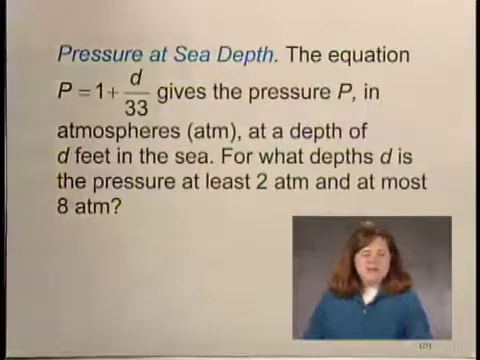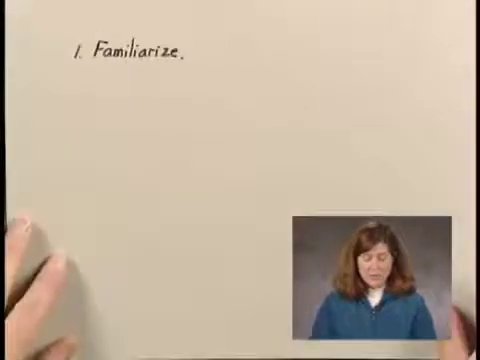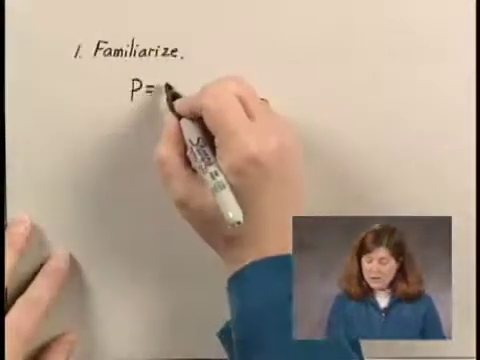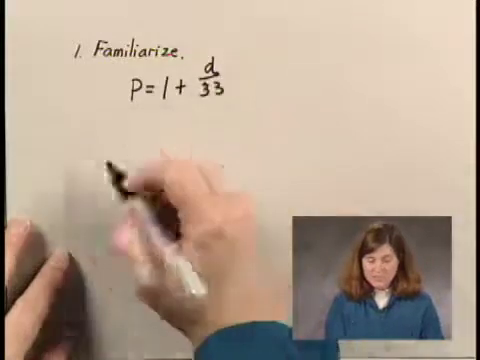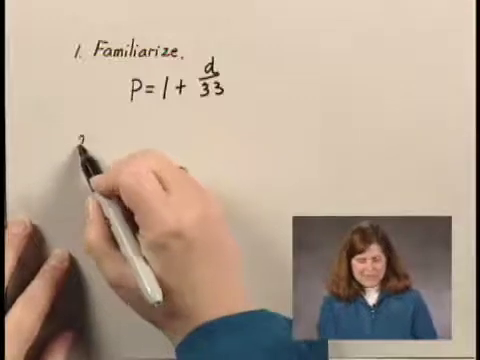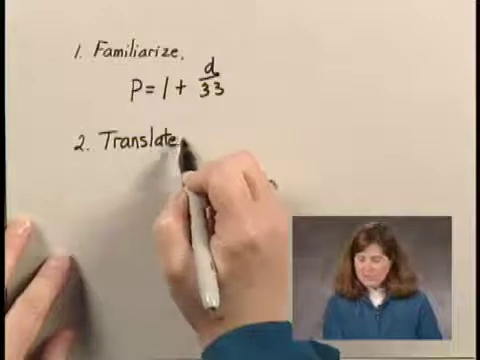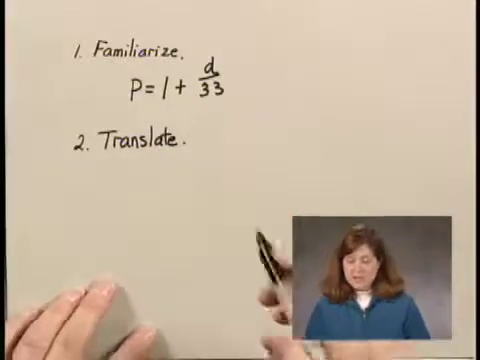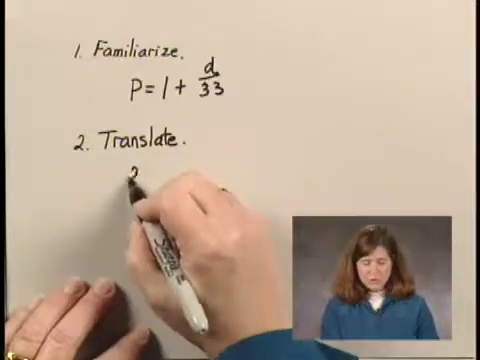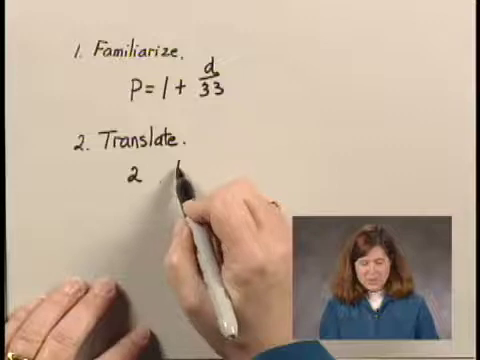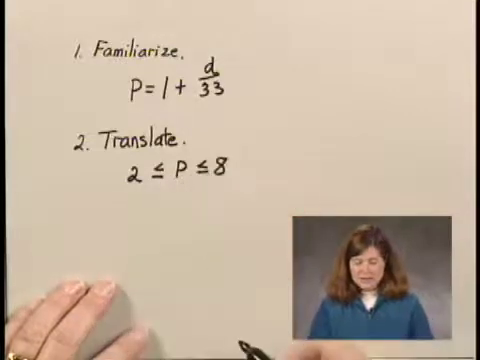We will familiarize ourselves with the situation, and we don't have a lot of work to do because we're given the equation. The equation is P equals 1 plus D over 33. So we'll move directly to the translate step. In the translate step, we want to find the values of P for which P is between 2 and 8, including 2 and 8. So we would write that P is greater than or equal to 2 and less than or equal to 8.